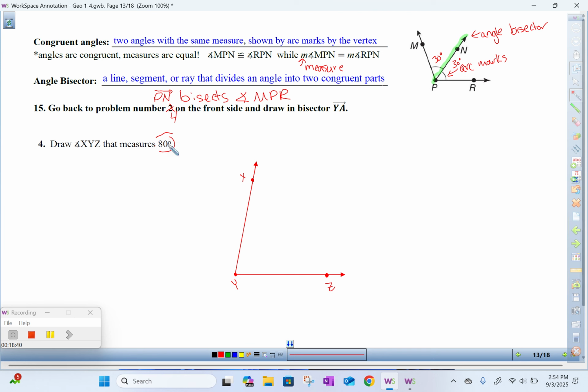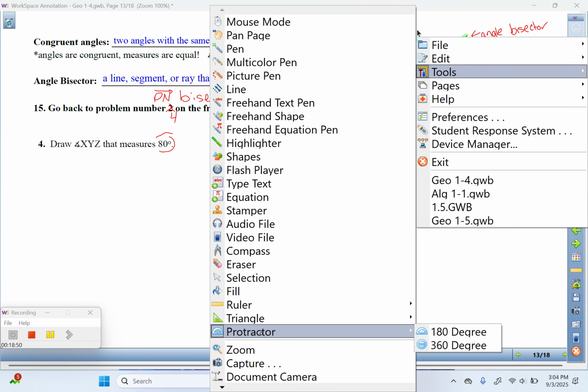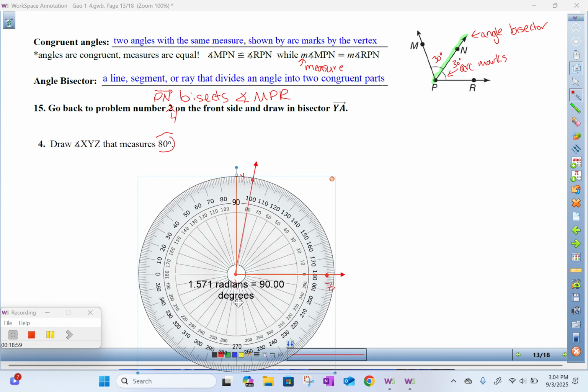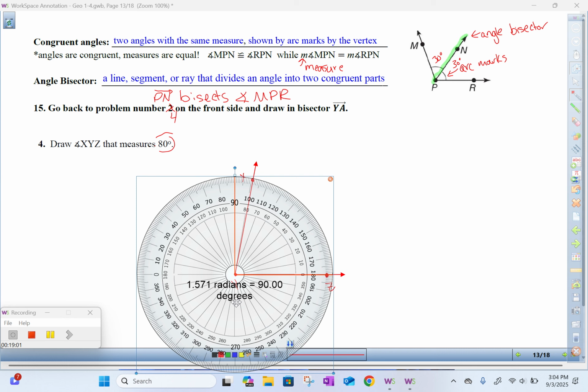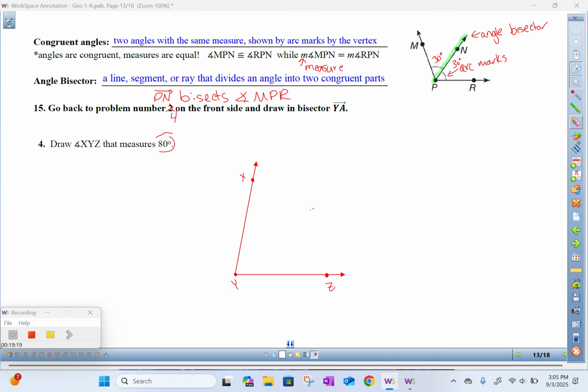So what I want you to do is line up your protractor. So I'll do this one. Okay, we're going to line this up with the angle so we can re-measure it out. And what we're going to do, we have 80 degrees, and we're going to mark right at 40 degrees, the bisect point. And now we can connect that out and add some labels.